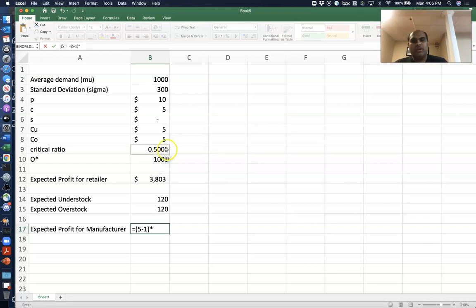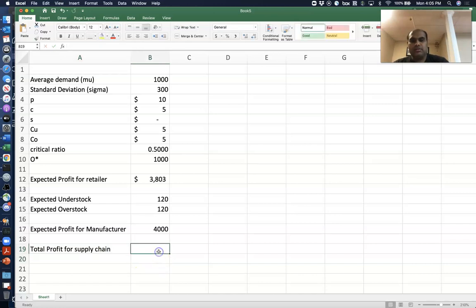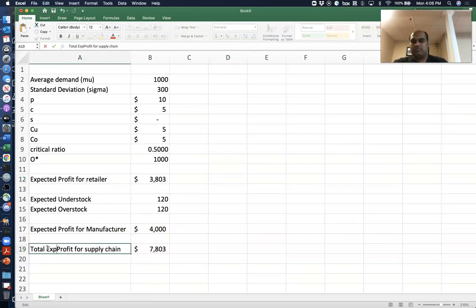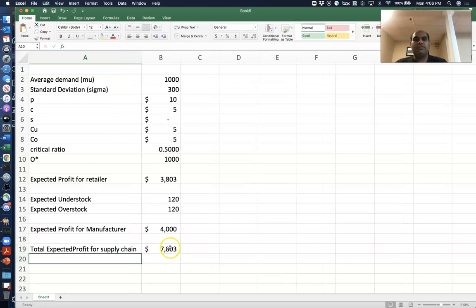So this is how many units the retailer is going to order from the manufacturer. If the manufacturer is selling 1,000 units to the retailer, that is how many units they are going to make a profit on. And so the profit for the manufacturer is 4,000, profit for the retailer is 3,803. So the total profit of the supply chain is the sum of these two numbers, which is 7,803. So that's the total profit for the supply chain. So 3,803 is the expected profit for the retailer, and 4,000 is the expected profit for the manufacturer. The total expected profit for the supply chain is 7,803.